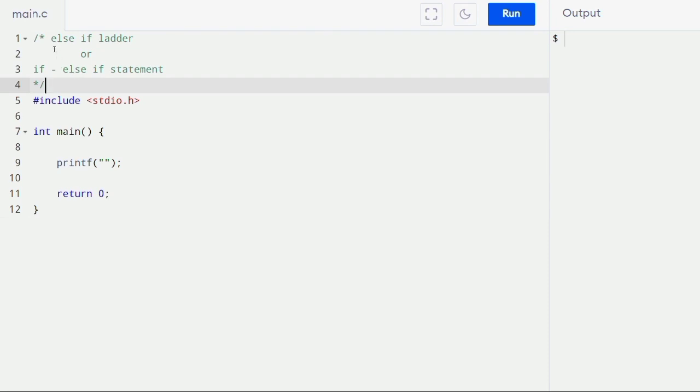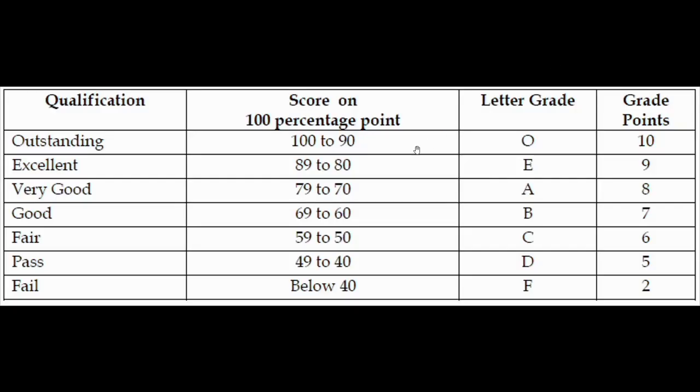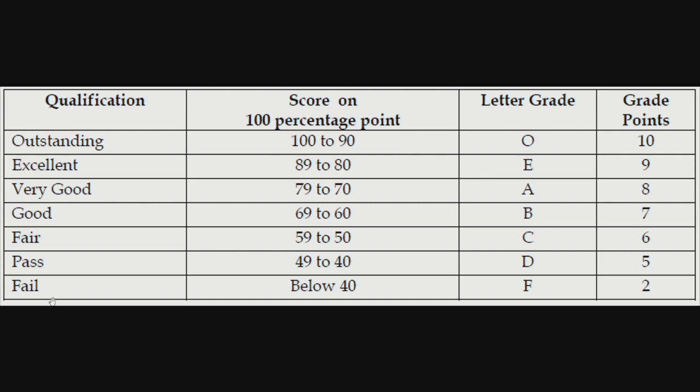So if you want to take multiple decisions, let us clear this if else statement with the help of an example. I will show the example like this, so I need to write a program on this question. If you use only if else, you are going to write only any two of these qualifications. If you need to take all these decisions in a single code, then you need else if.